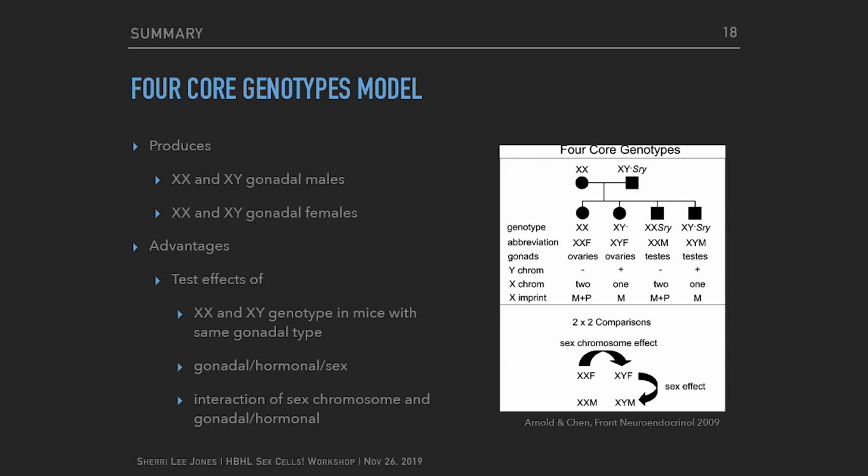I didn't talk too much about it, but there are two different ways of using this four core genotypes model. One way is to just use the animals as I've been explaining them, but another way is to actually gonadectomize the animals, and then you're simply looking at the effects of the gonads, the presence or absence of gonads, so you don't have that additional confound of the hormones released because of the feedback systems. Okay, and then it also allows you to look at the interaction of sex chromosomes and gonadal hormones.